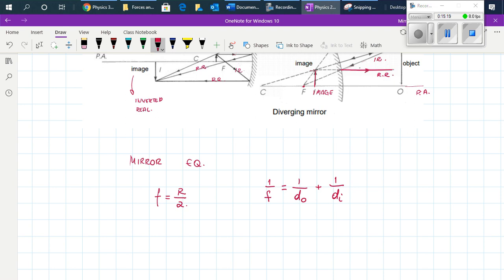So F is the focal length. DO is the distance of the object from the object to the mirror. And DI is the distance from the mirror to the image.